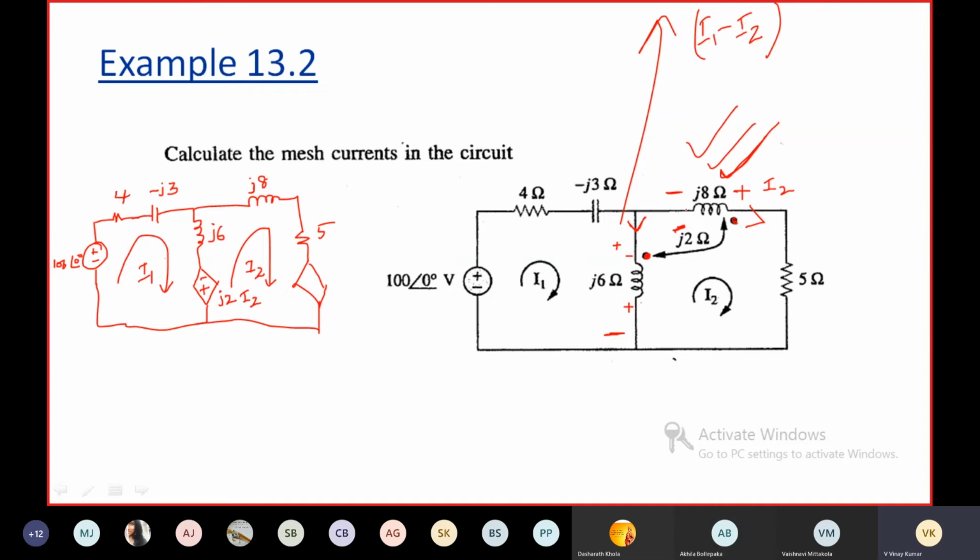Anyhow, we are collecting voltage at this point with respect to this point. Then if we collect voltage at this point with respect to this point, that voltage will be negative. So this will be minus, this will be plus. This is j2, because of which current? The current flowing into coil 1. j2 into I1 minus I2.